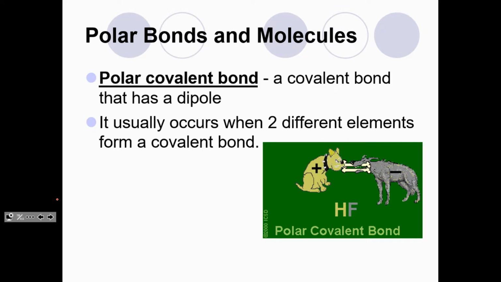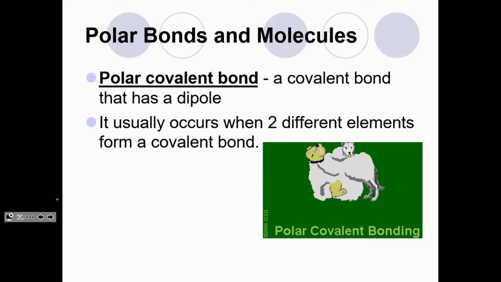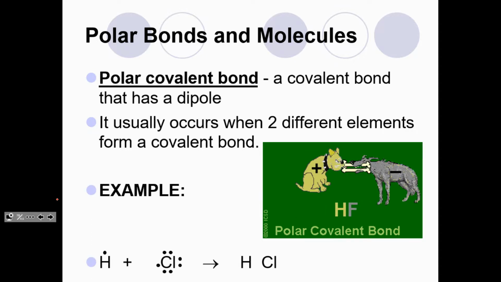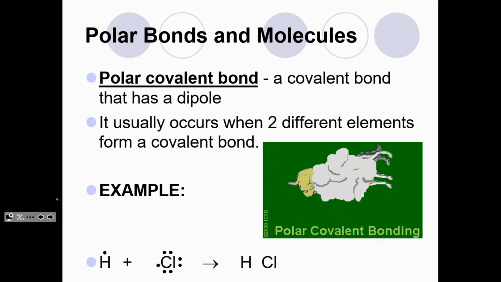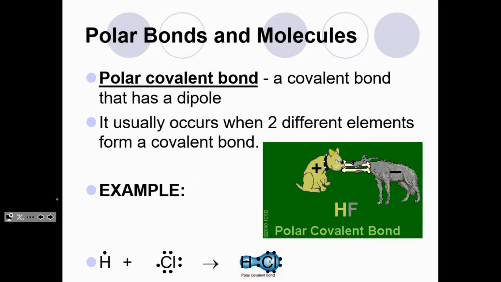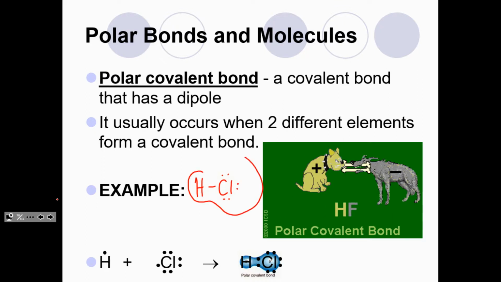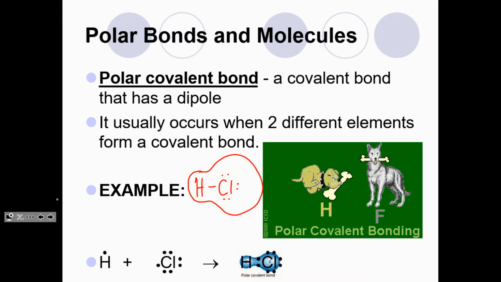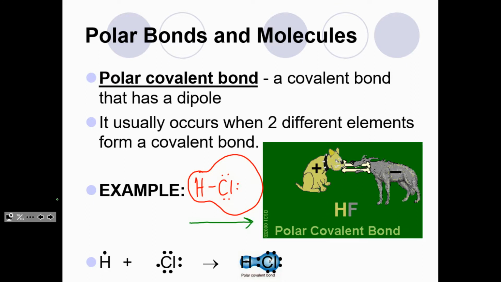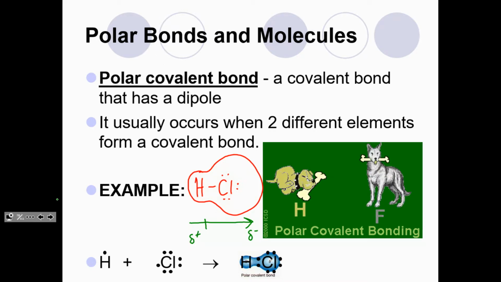So a polar covalent bond is a covalent bond that does include a dipole moment. It occurs when we have two different elements. And so here's another example. H plus Cl, those are the dot structures, and when we combine in a bond, and this is what I tell my students to draw in notes right here, I have them draw the dot structure, but I'm going to show that the sharing is unequal. And we have a dipole. So if I were to draw a dipole in here, it would look like this. Chlorine is more electronegative. Hydrogen is less electronegative.